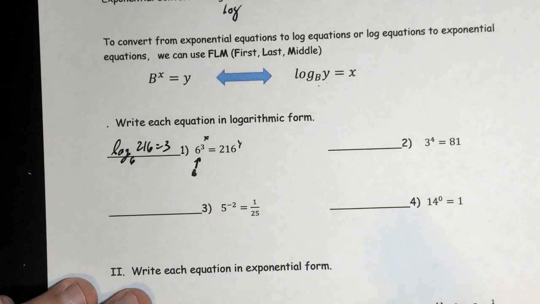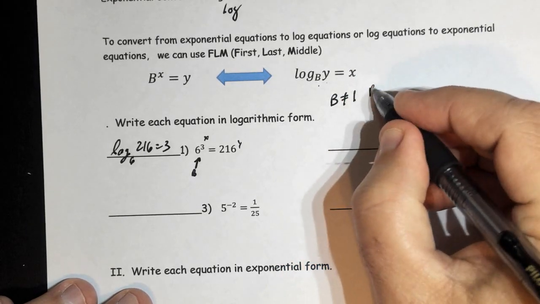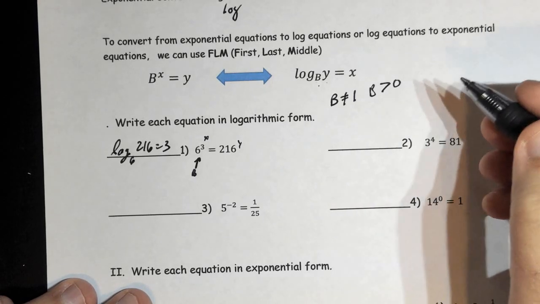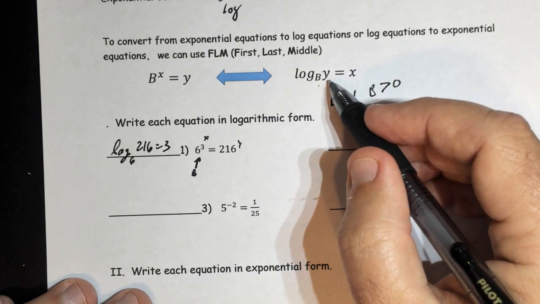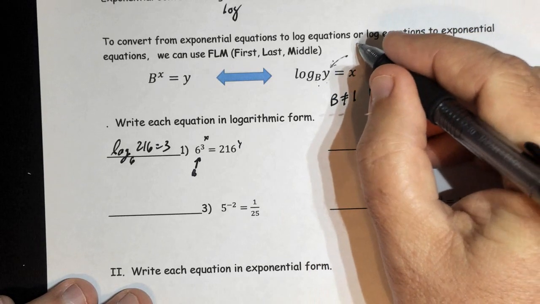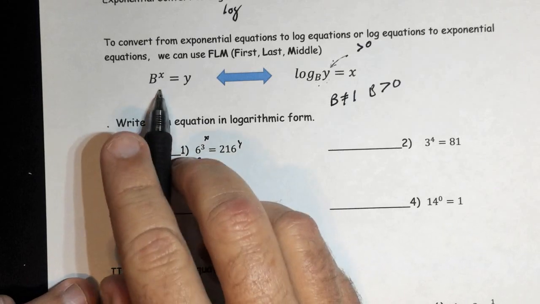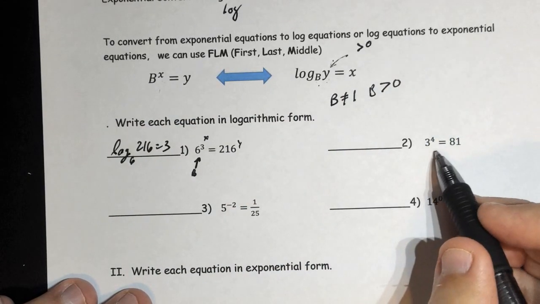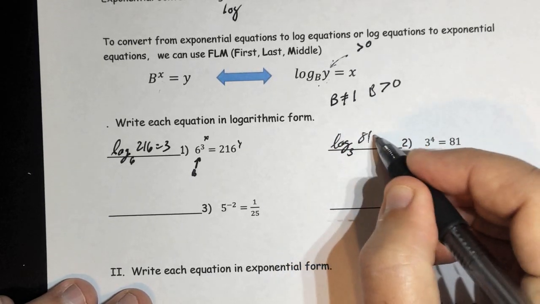Now, b cannot equal 1, and it also has to be greater than 0. In this case, this number here has to be greater than 0 also. This number, the exponent, can be any number we want. So if we look here, here's the base 3, so it's going to be log base 3 of 81 is equal to 4.